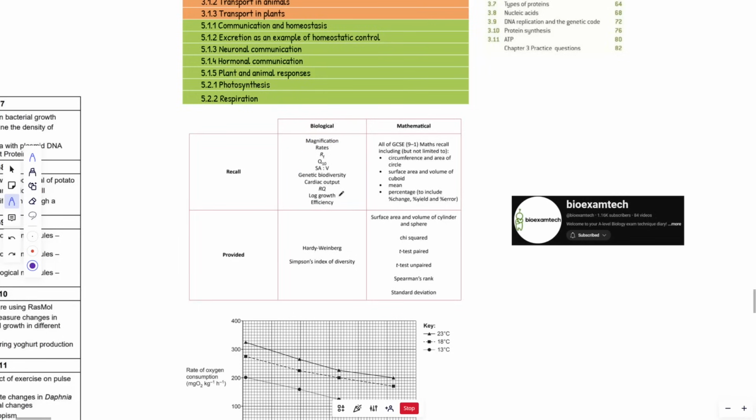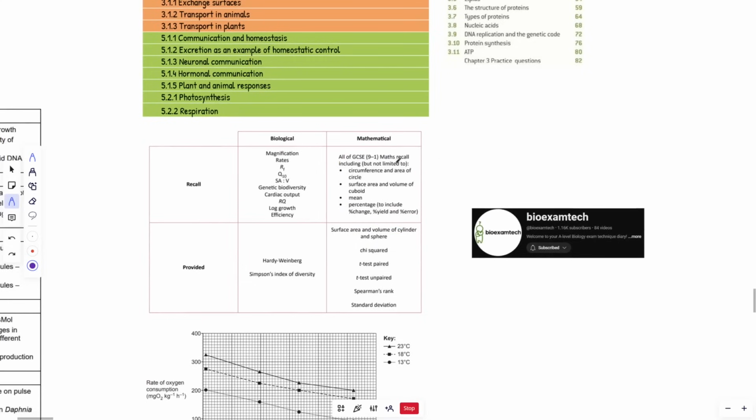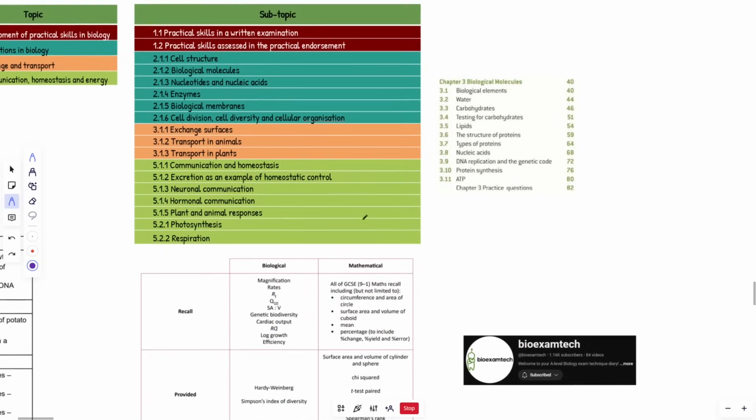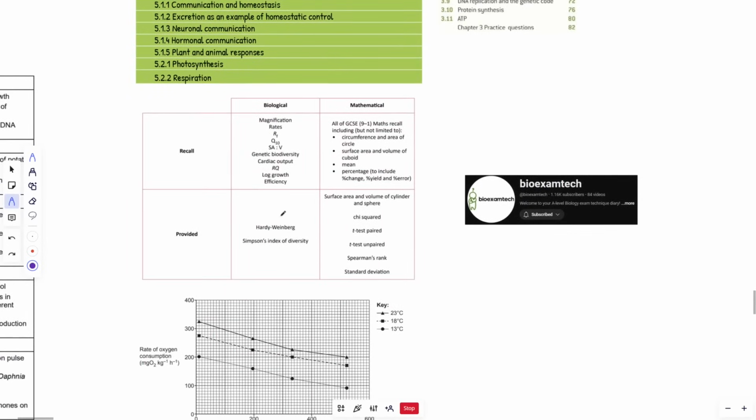Okay, I'm not going to go into this in detail in this video. If you want a separate video on the maths and statistics skills for biology and everything you need to know, maybe I'll do that if I have time. But you also need to know all the GCSE maths recall. Okay, so circumference and area of a circle, mean, percentage change, percentage error, etc. All of this you need to be able to recall for calculation questions, and those calculation questions can apply to any of these. Okay, really important to understand.